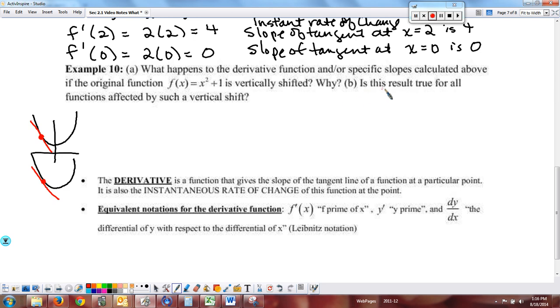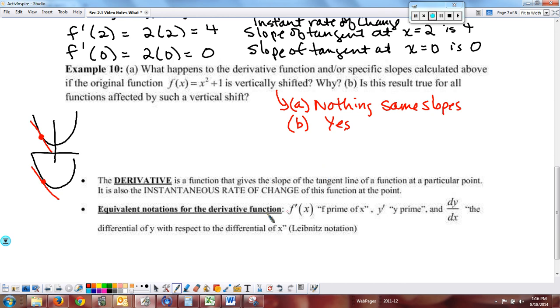And so is this result true? What happens? The answer is nothing. They are the same. And is this result true for all functions? The answer is yes. Shifting up or down does not change how fast the function is changing at any given time.